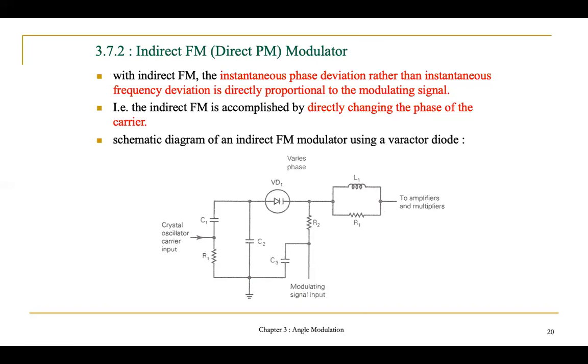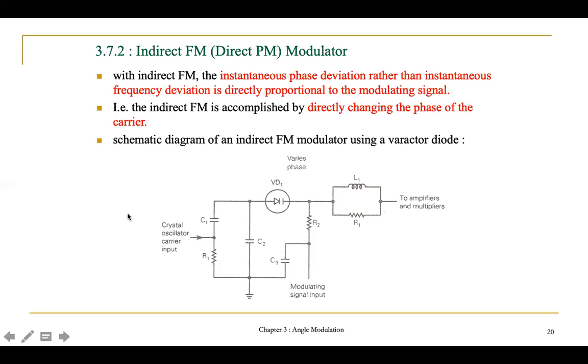Okay. For indirect FM, the instantaneous phase deviation rather than instantaneous frequency deviation is directly proportional to the modulating signal. So if you look here, for indirect FM, instead of looking at the instantaneous frequency deviation, it looks into the instantaneous phase deviation instead. So the indirect FM can be accomplished by directly changing the phase of the carrier.